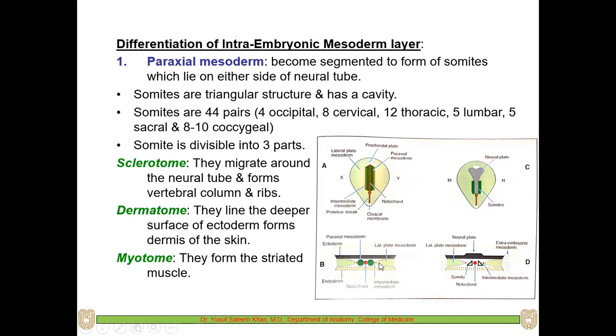Initially it will be rounded, now it becomes triangular in shape. Now, beside that, there is the next part of the mesoderm. This is called intermediate mesoderm, and then the third part, the lateral part, lateral plate mesoderm. So the mesoderm, as I said, is divided into three parts: paraxial mesoderm, the green structure; the red structure is called intermediate, and the lateral plate mesoderm.